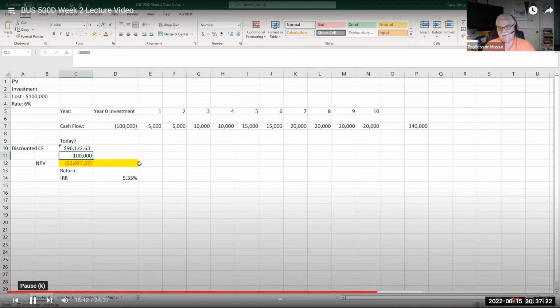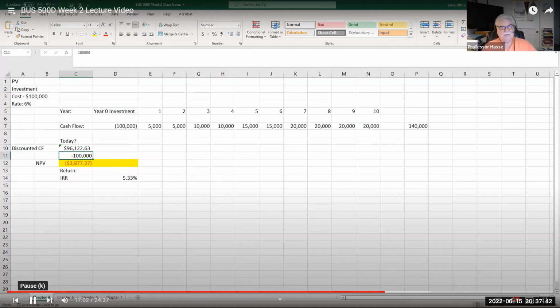This concept is used in capital budgeting. It's used in investment return analysis. It's used in stock management. This is a key concept you need to be aware of in chapter 4, discounted cash flow. And here's a perfect example of it.